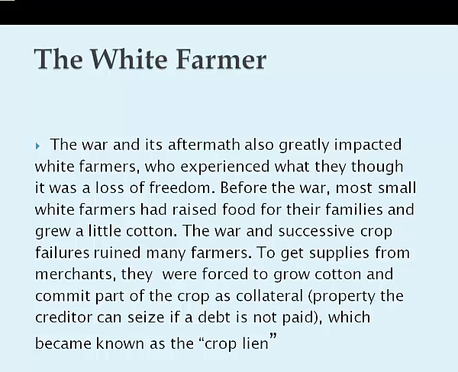Before the war, most small white farmers had raised food for their families and grown cotton. The war and successive crop failures ruined many farms, and to get supplies from the merchants, they were forced to grow cotton and commit part of their crop as collateral, property the creditor could seize if the debt is not paid, and this became known as a crop lien. There again, they weren't charging per se, but that was pretty much the same as your other system of being a sharecropper.